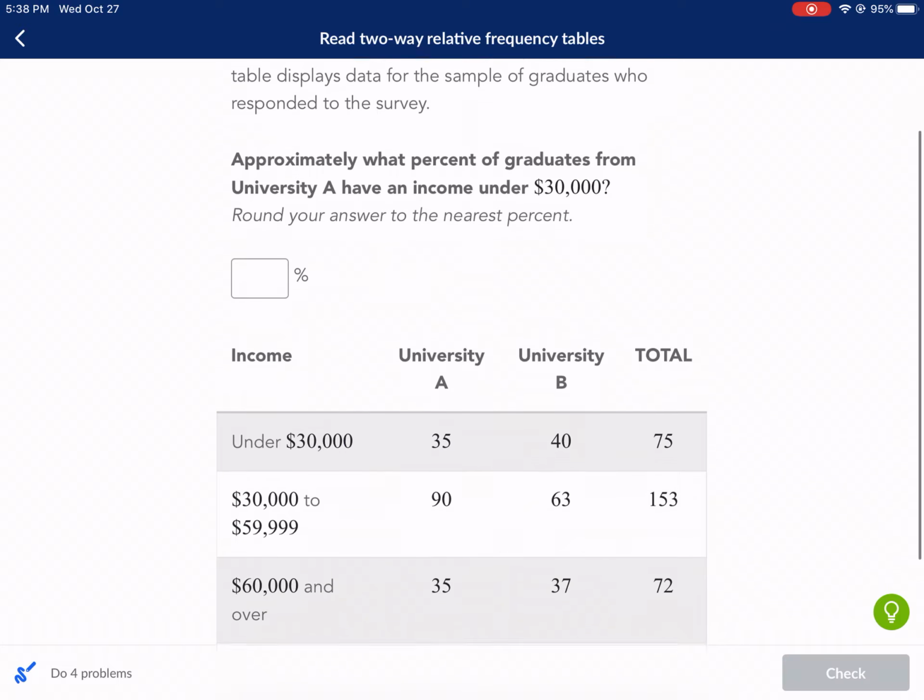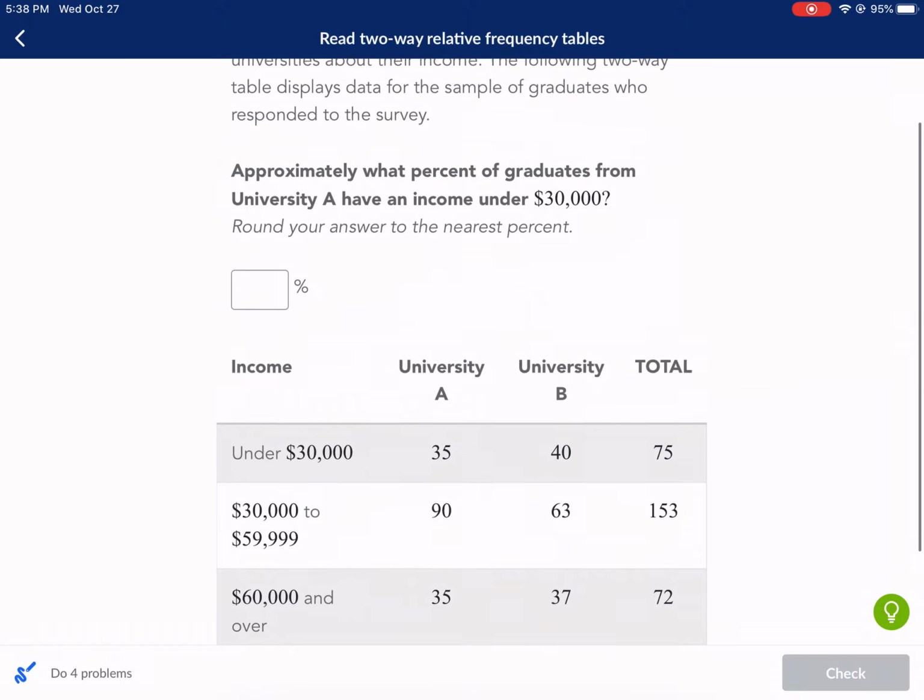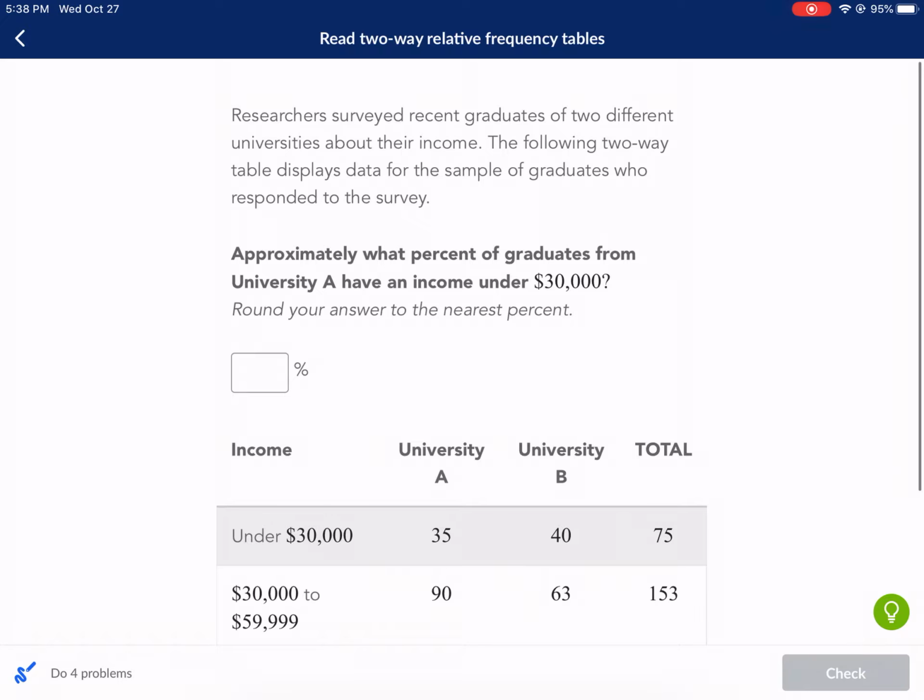This is a particularly useful topic, used a lot in stats, marketing, whatever. That's some background on it. Let's go ahead and read the problem.